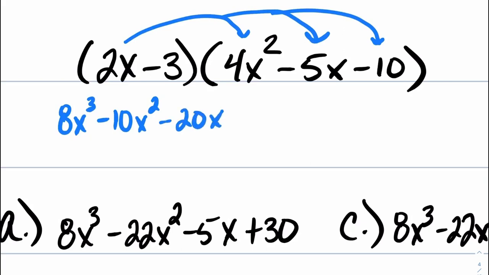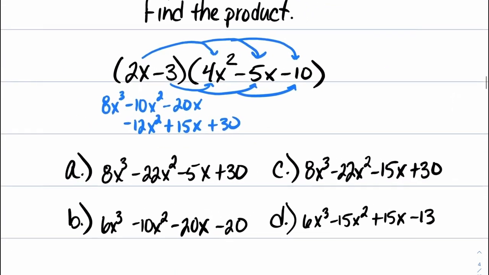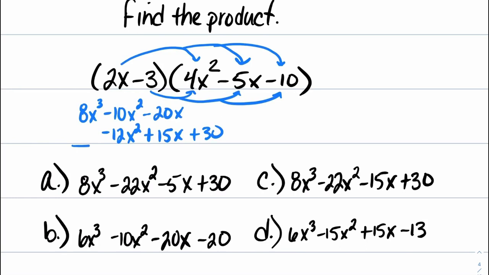Now I'm going to distribute the negative 3 to all three terms. Negative 3 times 4x squared is negative 12x squared. Negative 3 times negative 5x is a positive 15x. And negative 3 times negative 10 is a positive 30. Now, I'll simply add or combine my like terms to simplify. I'm going to do it over here to the right.